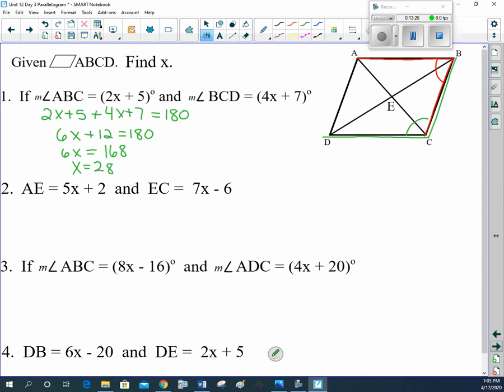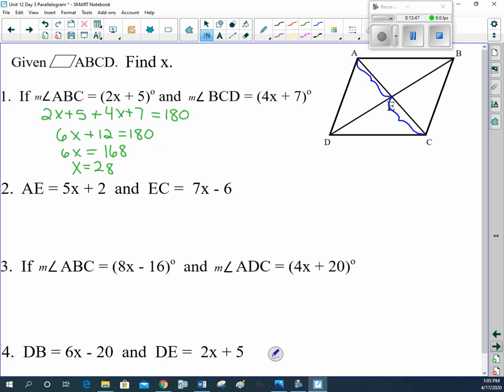Okay. All right, let's clear those markings off. New picture, new problem. Okay, so this one says AE. So AE is from here to here, and that's 5x plus 2. And then EC. EC is from here to here, and that's 7x minus 6.